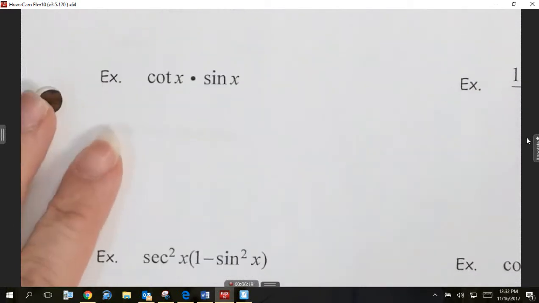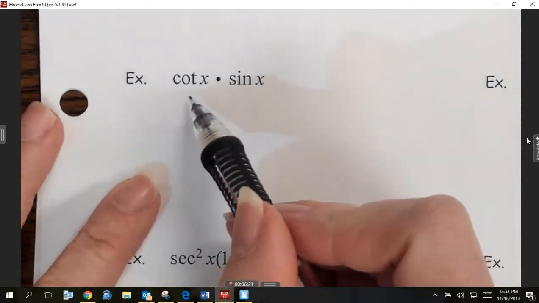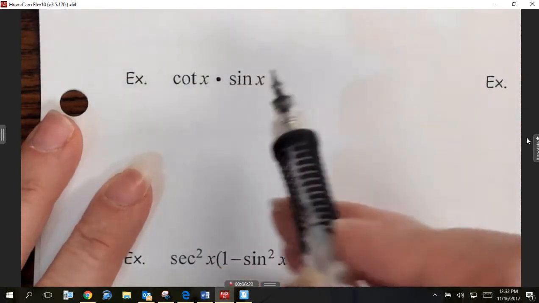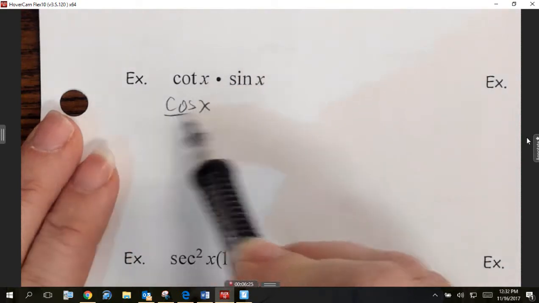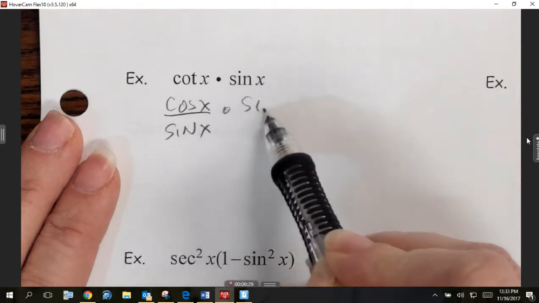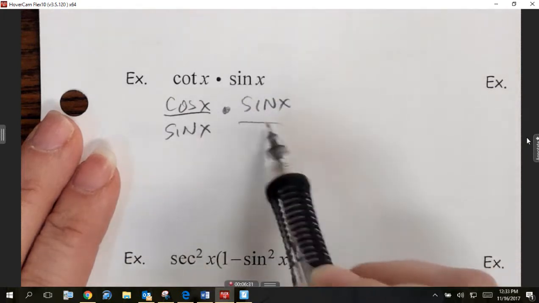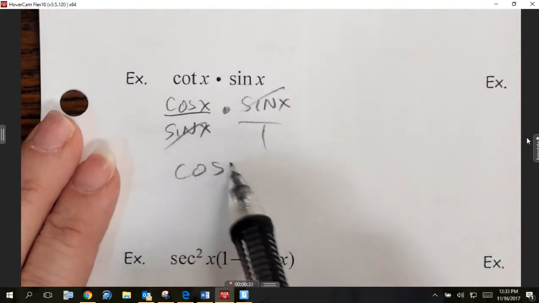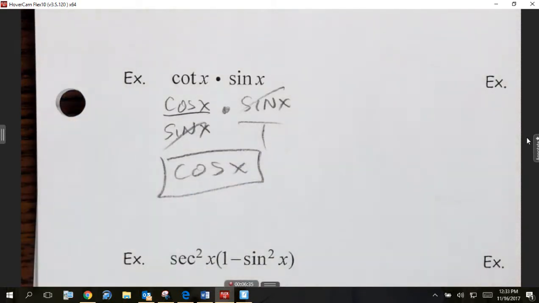All right, next one is cotangent x times sine x. I'm going to say, well, cotangent x is the same thing as cosine x over sine x. Multiply that by sine x, which is over 1. I get cosine x.